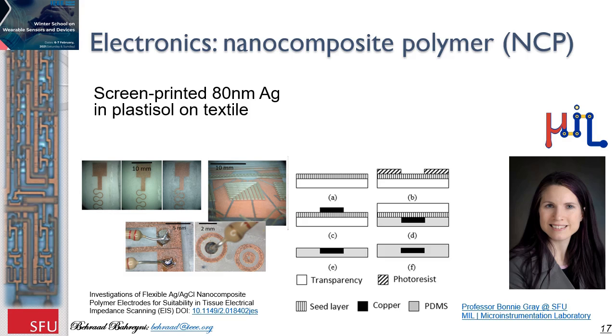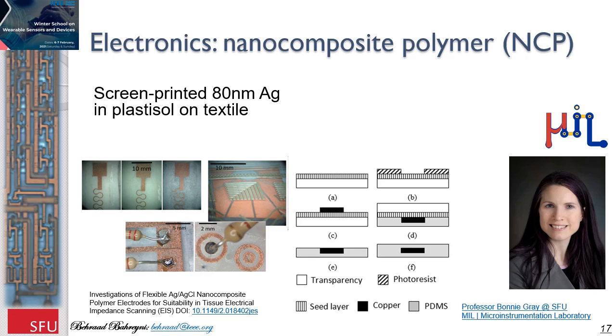PDMS is a polymer that is fairly inert and used quite a lot in microfluidic applications because of its transparency and flexibility, and also it is a biocompatible material. And what they do here is shown in this figure, the fabrication process, where they put a seed layer down on a layer of PDMS, and through an electroplating process, deposit a fairly thick layer of metal. It could be copper or nickel or other materials as well, but these are the two that they use more often. And then they transfer that patterned metal layer onto a PDMS layer.